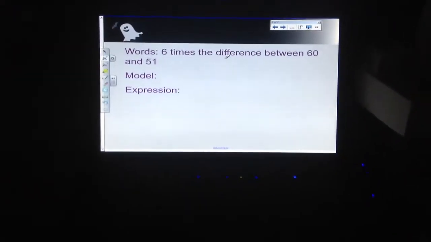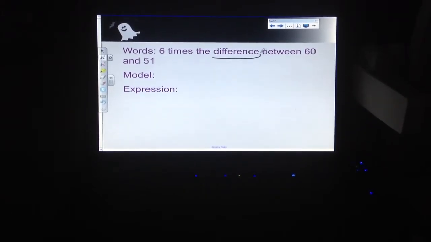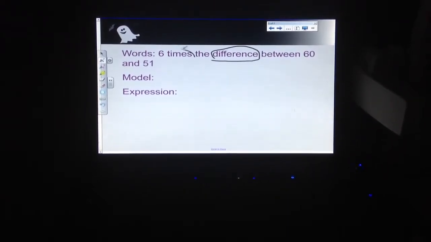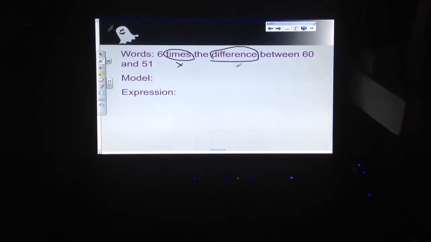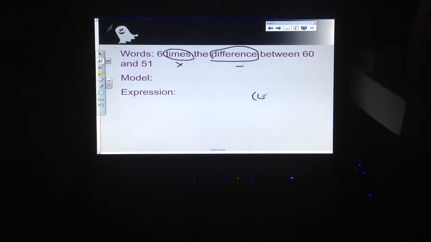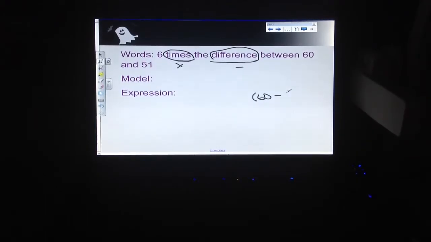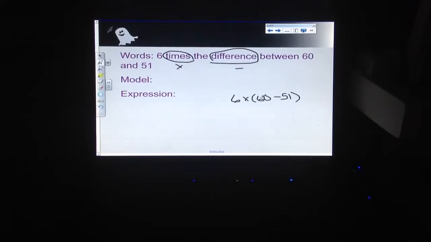So 6 times the difference between 60 and 51. So I'm going to circle any keywords. Here I have difference and I have times. Times is going to tell me to multiply. Difference will tell me to subtract. So I'll start with the expression. The difference is going to be between 60 and 51. And again, I want to put that in parentheses so that I don't get mixed up and do my multiplication first. 6 times, so 6 times the difference of 60 and 51.